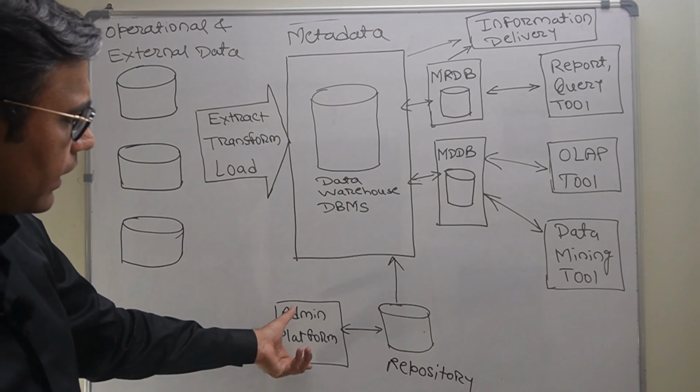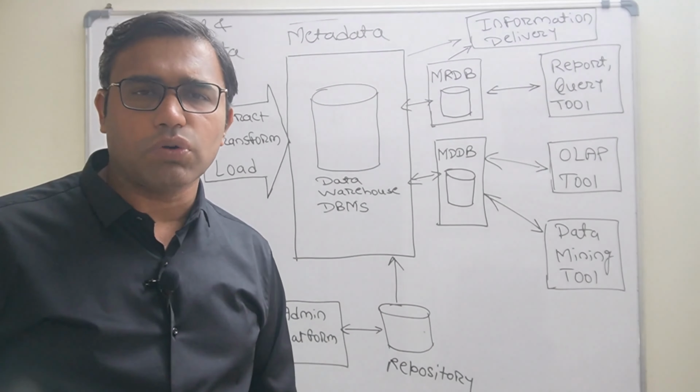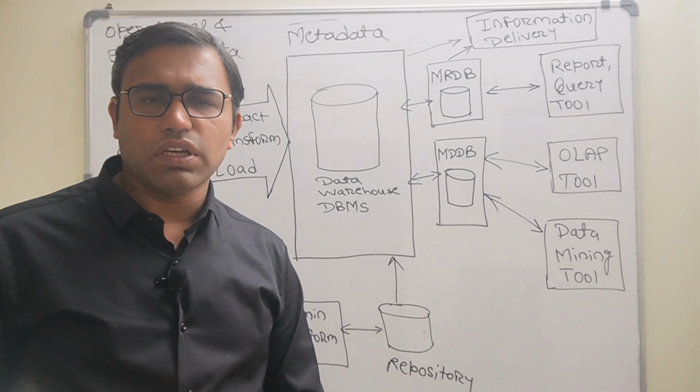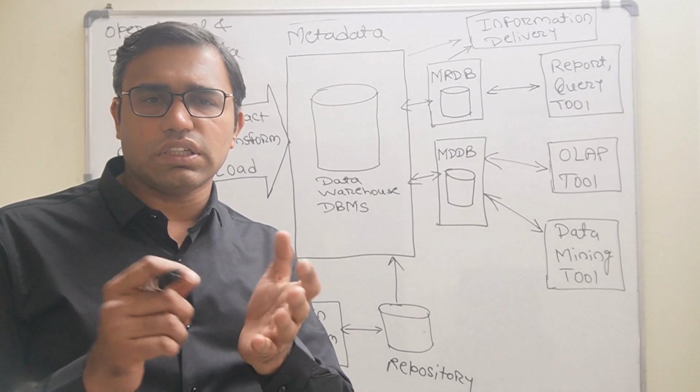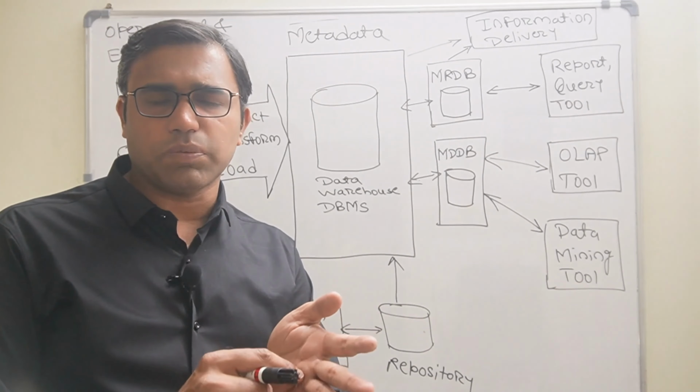Now there is the admin platform and metadata. What is metadata? Metadata means data about data. If you look at the last page of any book, there is an index. It contains various keywords, saying that this keyword is located at this page number. That is metadata. In the same way, in a data warehouse there is metadata.